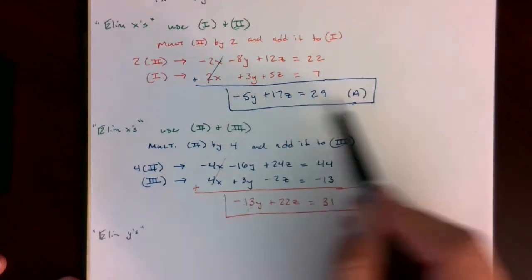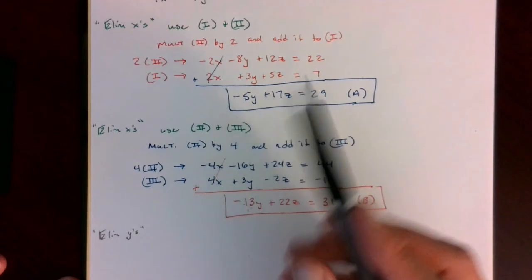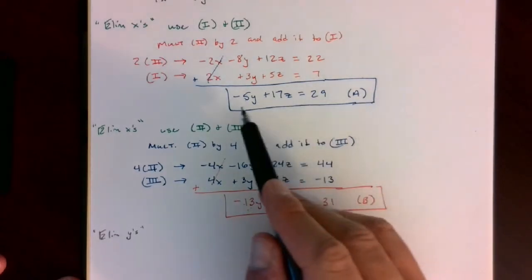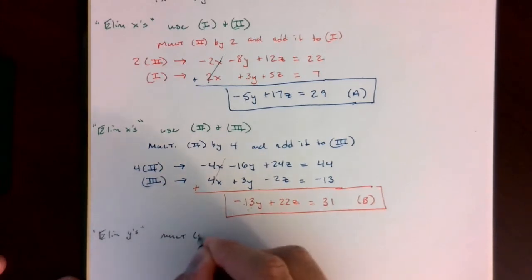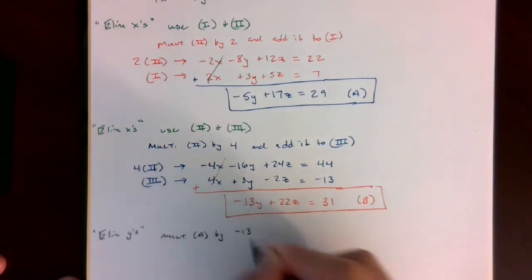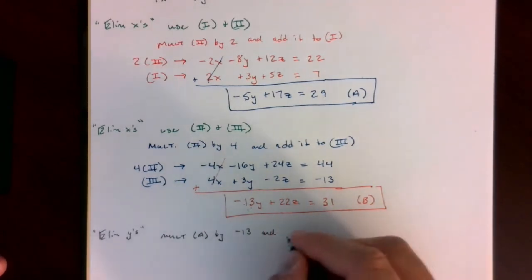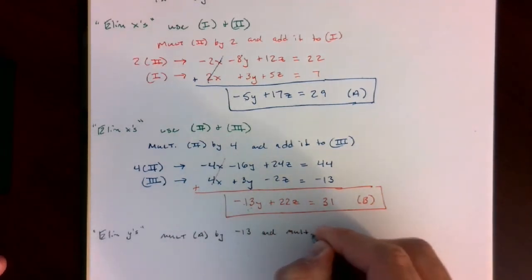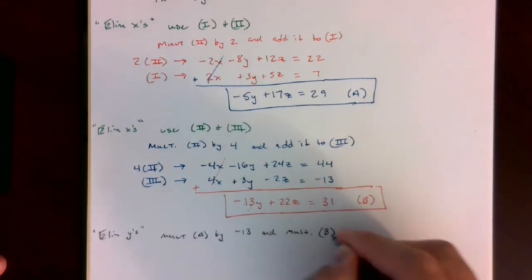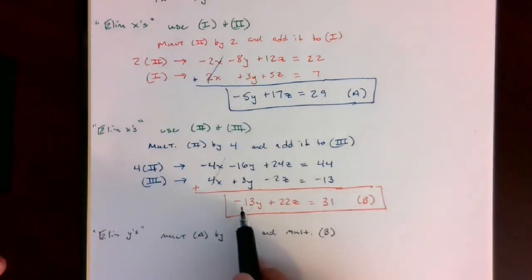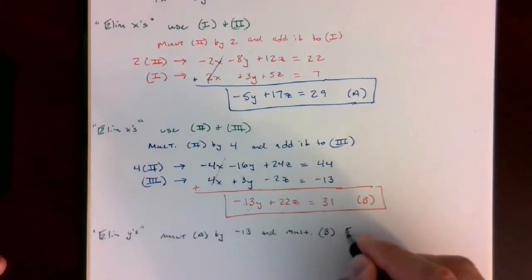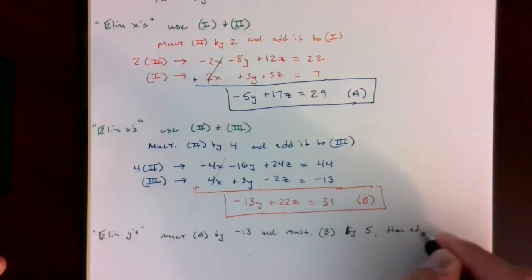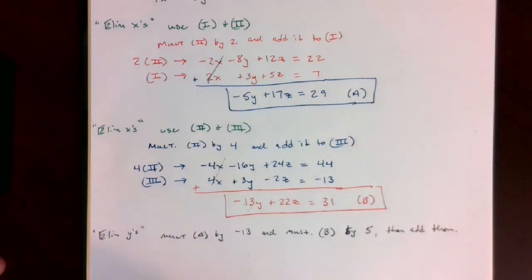I'm going to multiply equation A by the negatives to make this a positive. So I'm going to multiply equation A by negative 13. Negative 13 will give us a positive sign, and for this one to stay negative, we'll just multiply equation B by 5. Then add them, just so you know what I did.